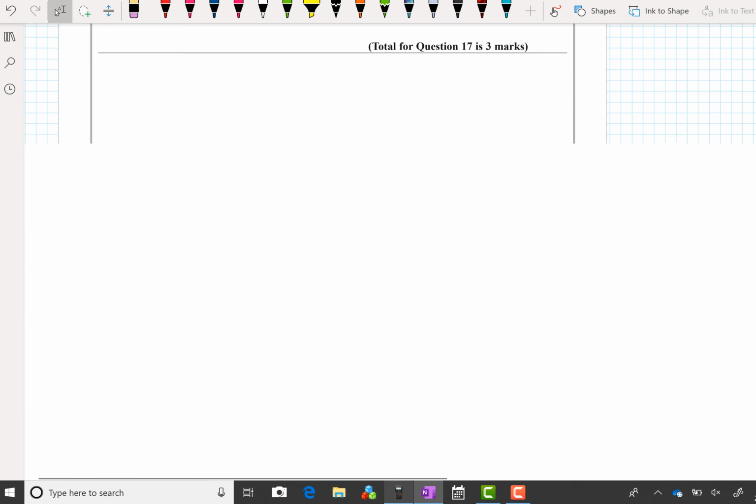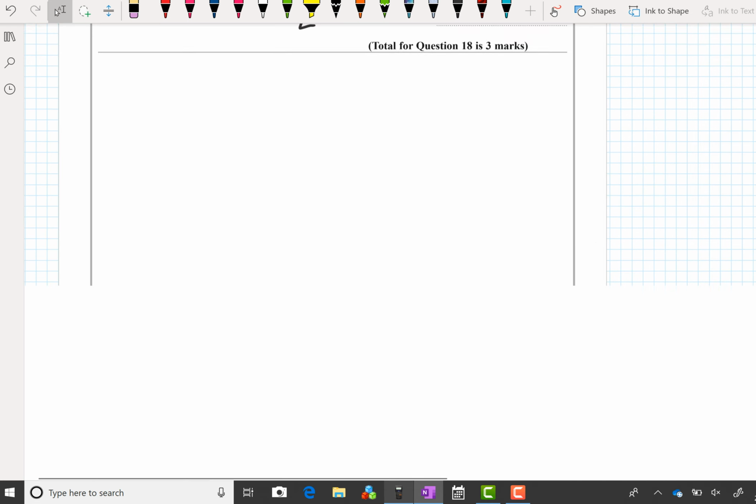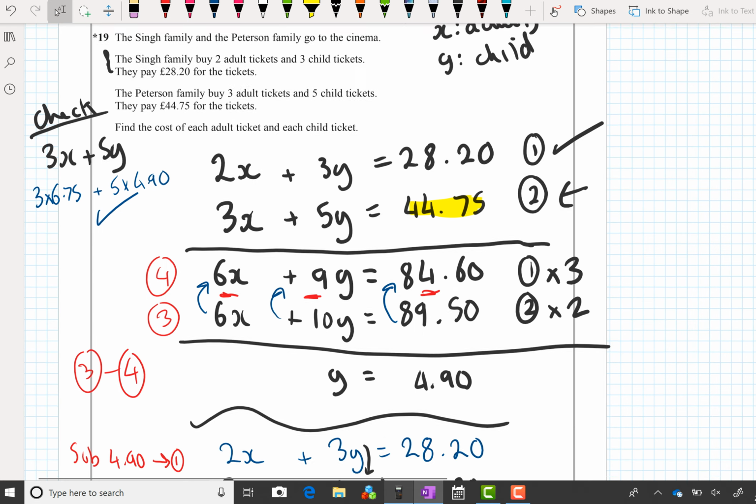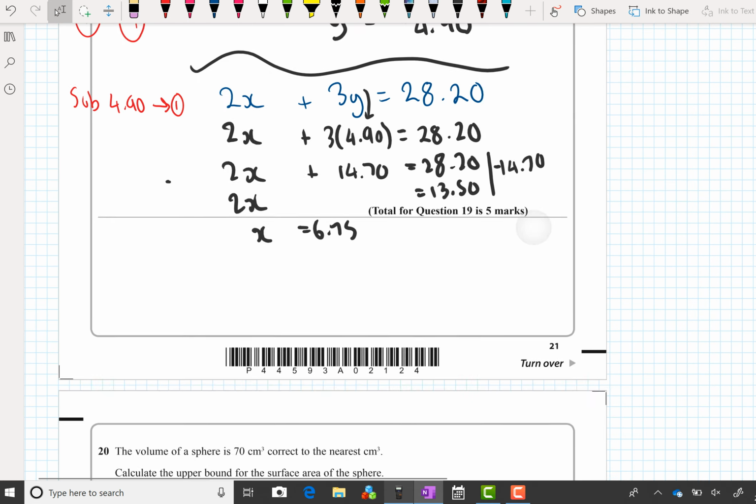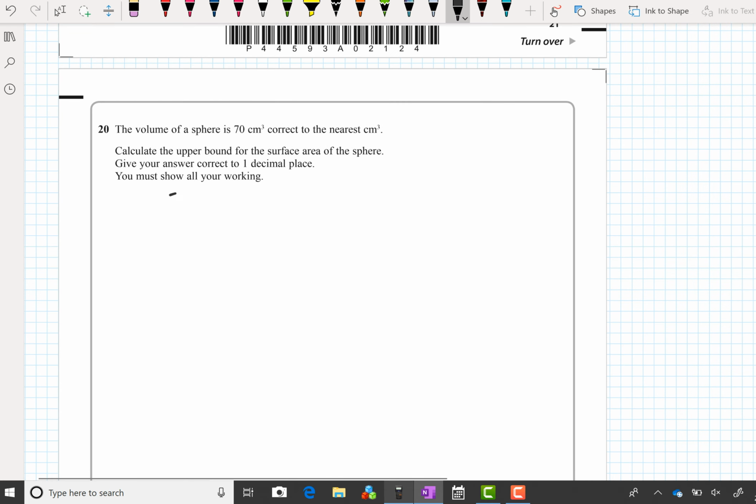Surface area, 4 pi r squared. Volume, the r has one more power, and the 4 is divided by that number. Good, got my stuff. Volume of a sphere. Always look at the formula page because of that.